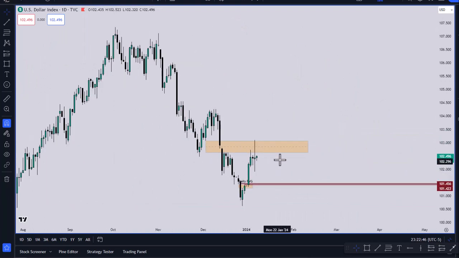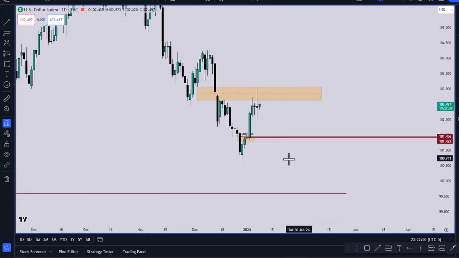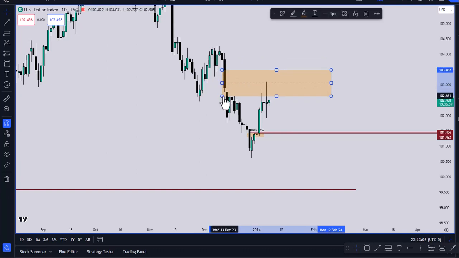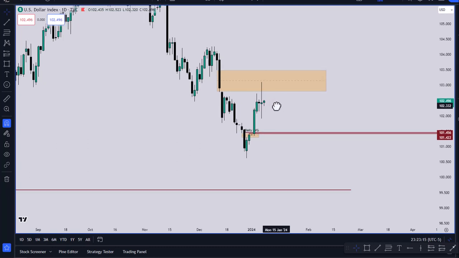So daily, what do we have here? So on the daily, we actually had a volume imbalance here, which is why it kind of retraced back in there. This is also a fair value gap here, so all of this price action is of interest, or was of interest. So did that. Interesting.